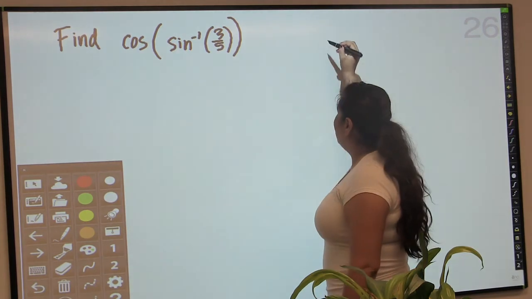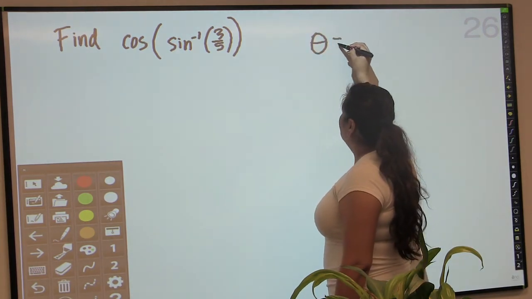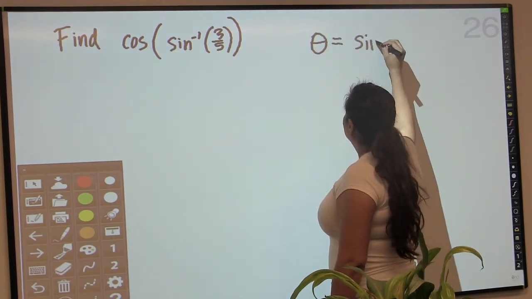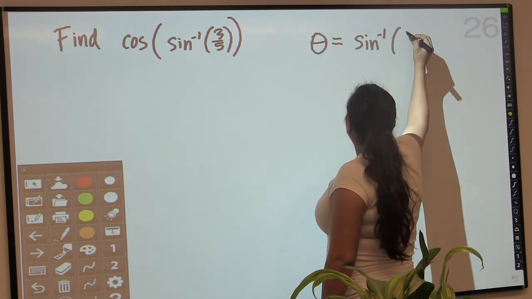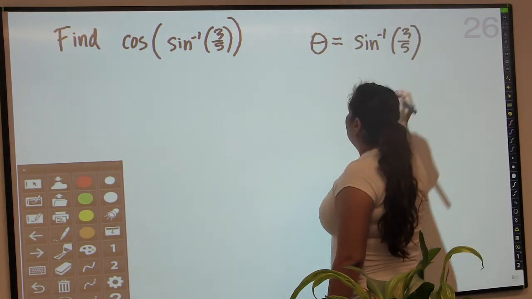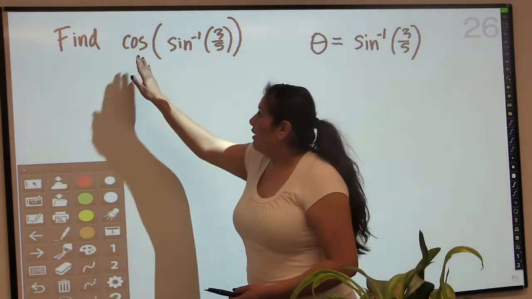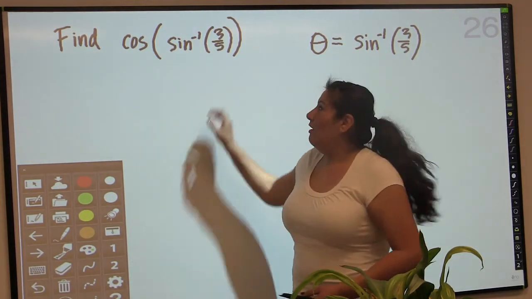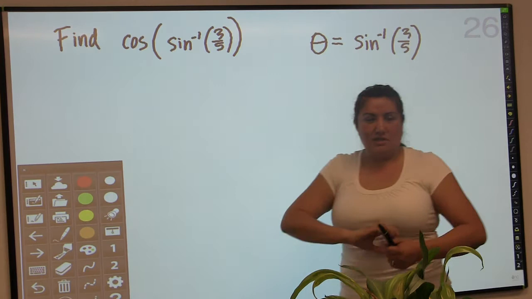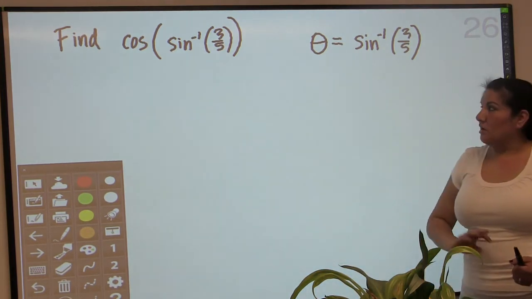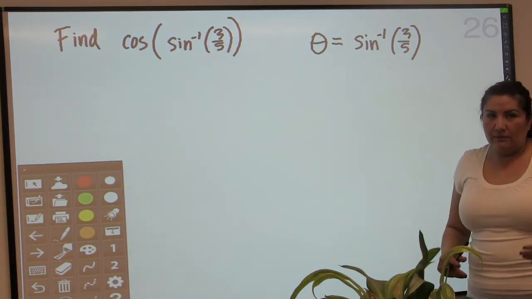We're going to say that theta equals sine inverse of 3/5. The reason I'm going to say that is because I want to find cosine of theta. So all of this is just going to equal theta. We're just going to use a variable and call it theta. You don't have to call it theta, you can call it W, call it whatever you want.